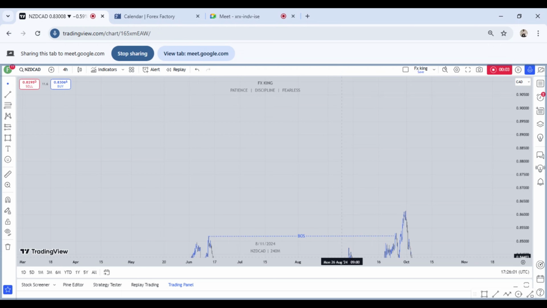Okay, for the class for today, what we'll be doing is we'll be looking at swing structure and internal structure. What is the difference between swing structure and internal structure, and how you can trade swing structure, as well as how you can trade internal structure. Now, this is going to help you in many ways, right?